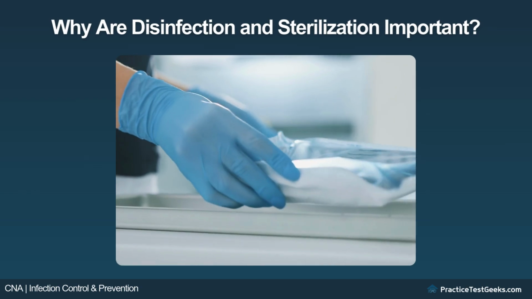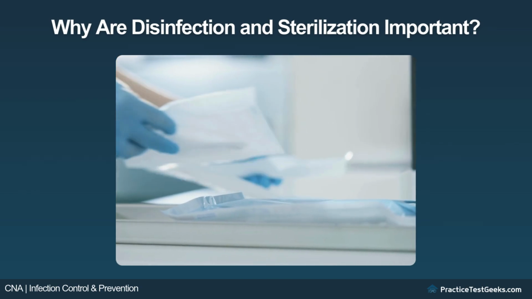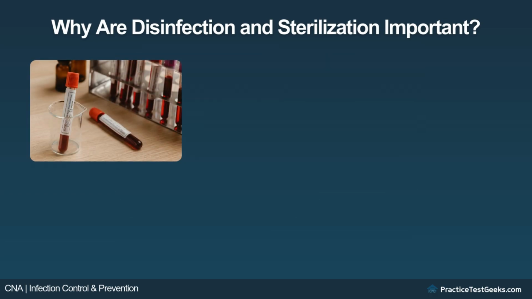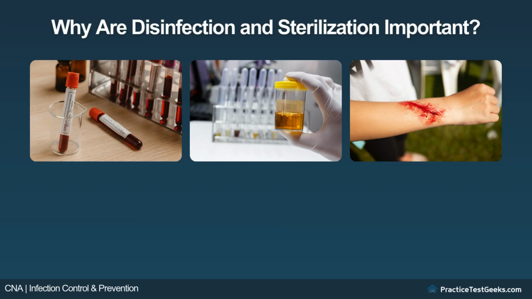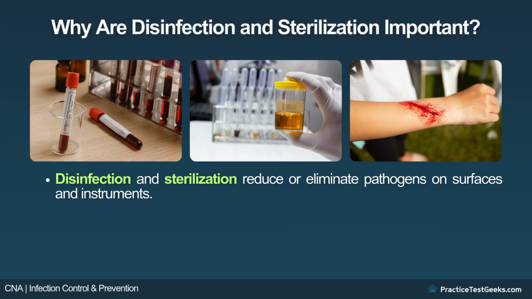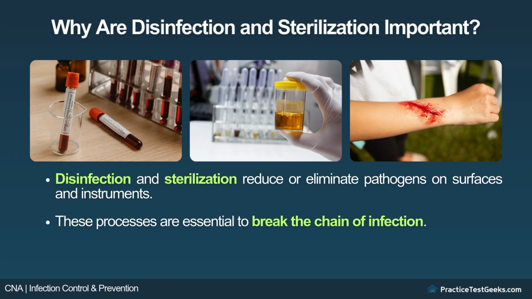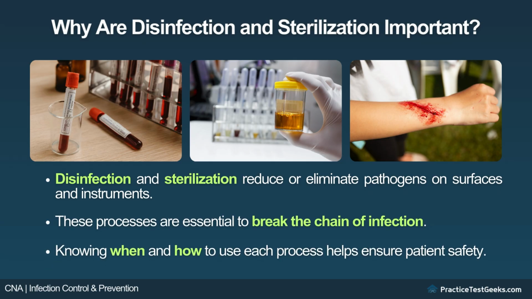Why are disinfection and sterilization important? Medical instruments and equipment often come into contact with blood, bodily fluids, or broken skin, common entry points for pathogens. Without proper cleaning methods, these tools can transmit harmful microorganisms between patients and healthcare workers. Disinfection and sterilization are designed to reduce or completely eliminate pathogens on surfaces and instruments. These processes are essential to breaking the chain of infection. Knowing when and how to use each method is critical for ensuring patient safety. In short, infection control, and especially disinfection and sterilization, form the backbone of safe and effective healthcare practice.